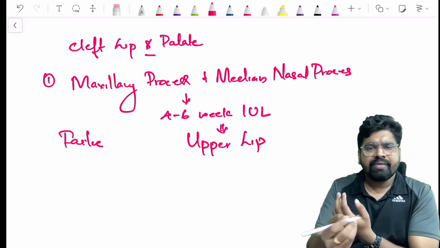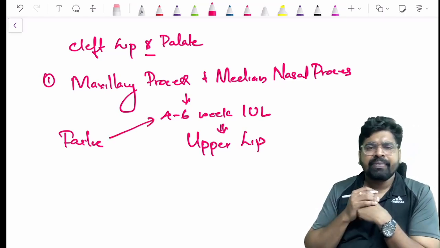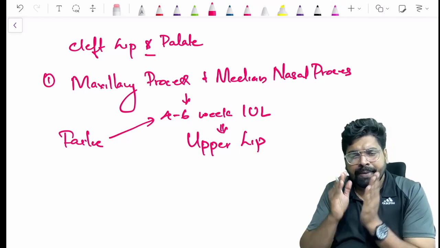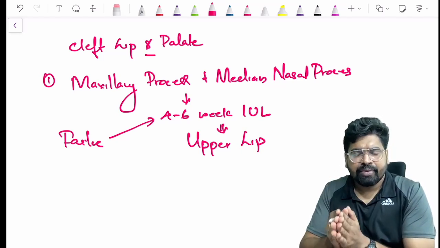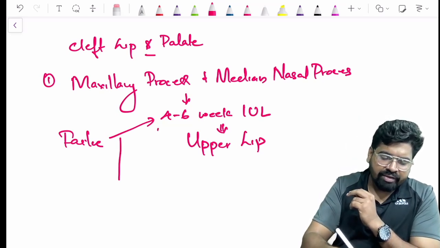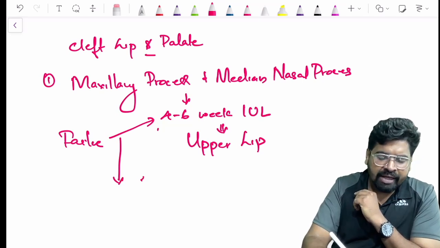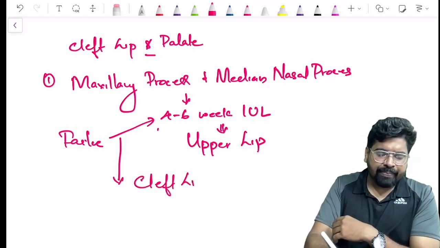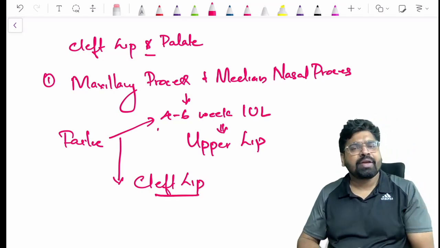Any failure in the fusion of the median nasal process and the maxillary process in the 4th week of intrauterine life, what is the result? It will result in a cleft lip. See, the cleft lip is formed.